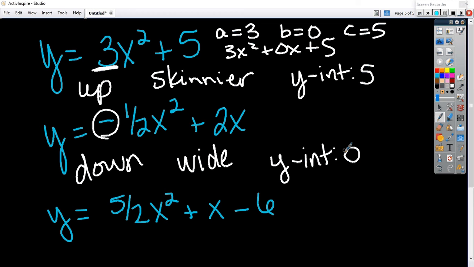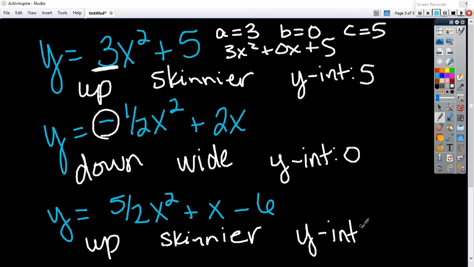And then for the last one, up or down? Up. Careful before you answer this one. Is it skinny or wide? Skinnier because 5 over 2 is 2.5. It's 2.5, so it's bigger than 1. Y-intercept? -6. Good to go. How you feel about it so far? Be honest. Good. Easy. Not too bad so far.